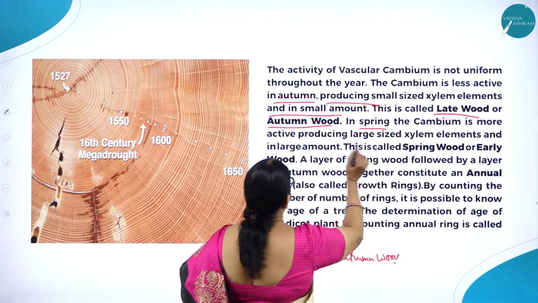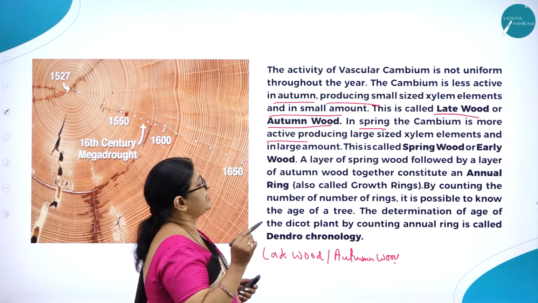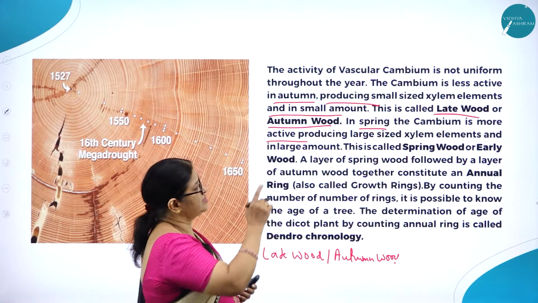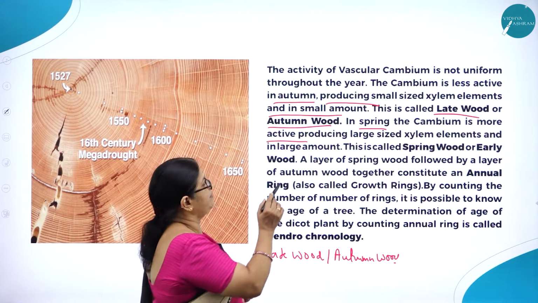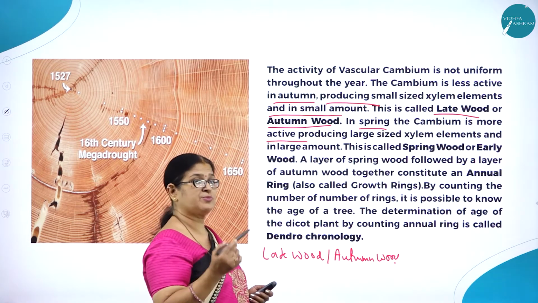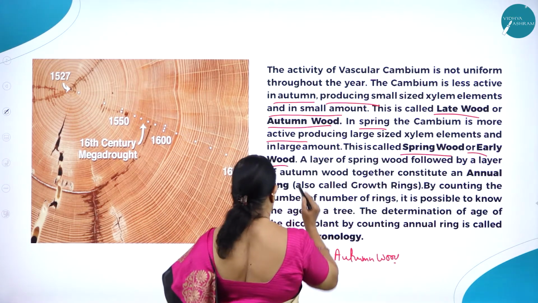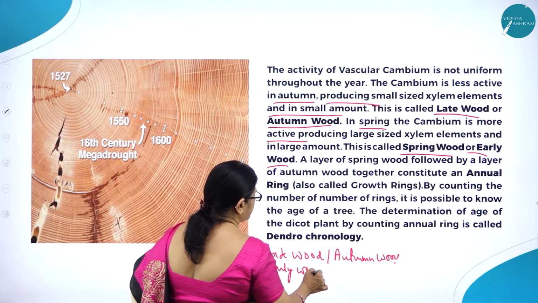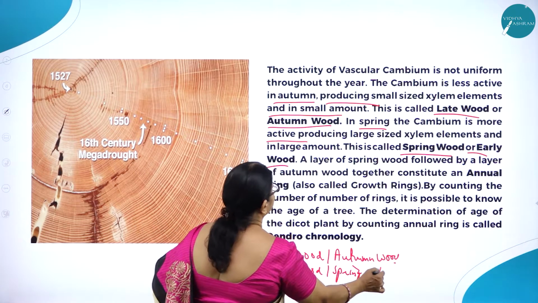In spring, the cambium is more active. So in autumn, the cambium is less active and produces what? Small size xylem elements and in small amount. Hence, we use the word late wood or autumn wood. So in spring, the cambium is more active, producing large size xylem elements and in large amount. So this is called as what? Spring wood or early wood. So early wood, or it is otherwise called spring wood, right?